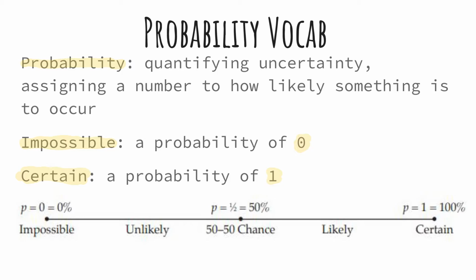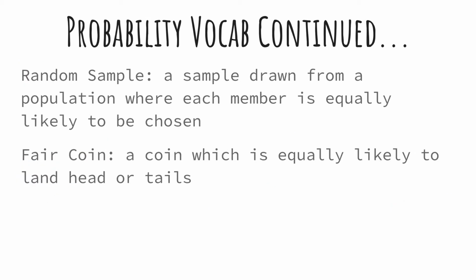Meaning the closer it is to 0, the more unlikely it is to happen. The closer it is to 1, the more likely it is to happen. We can also put that as percent. 0 would just be 0%, and then 1 would be up to 100%. And so same thing applies. The closer it is to 0%, the more unlikely it's going to happen. The closer it is to 100%, the more likely.